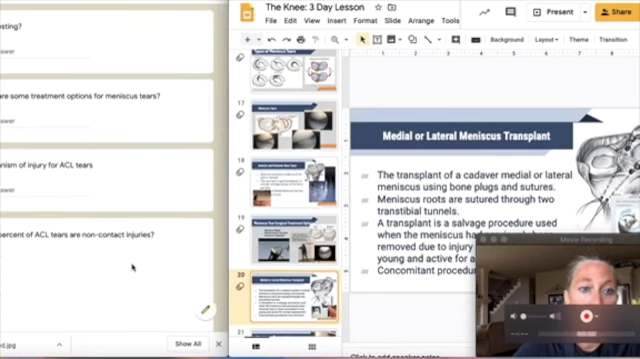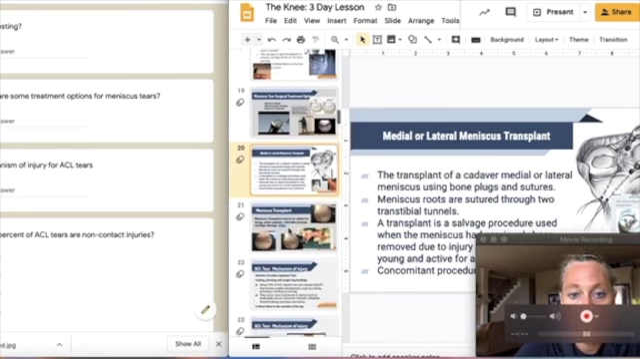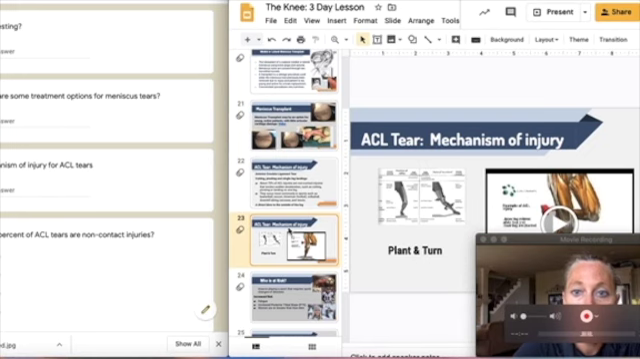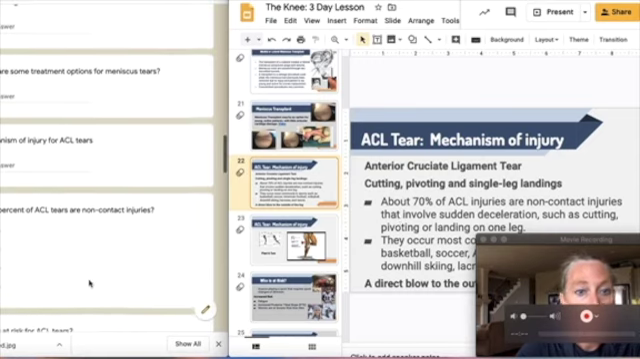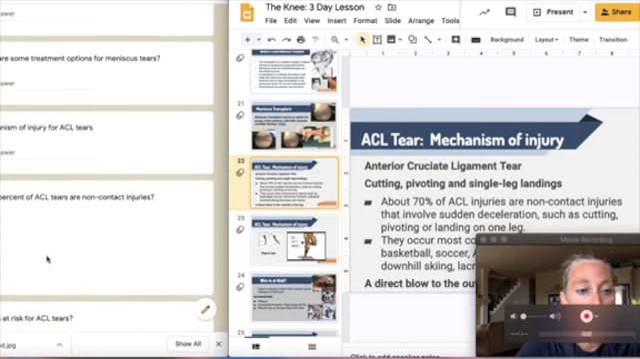What is the percent of ACL tears that are non-contact injuries? So we're back to our ACL notes. The mechanism of injury is plant and turn often. And here we go, 70% of ACL injuries are non-contact injuries that involve sudden deceleration, such as cutting, pivoting, and landing on one leg. So 70% would be your answer here.